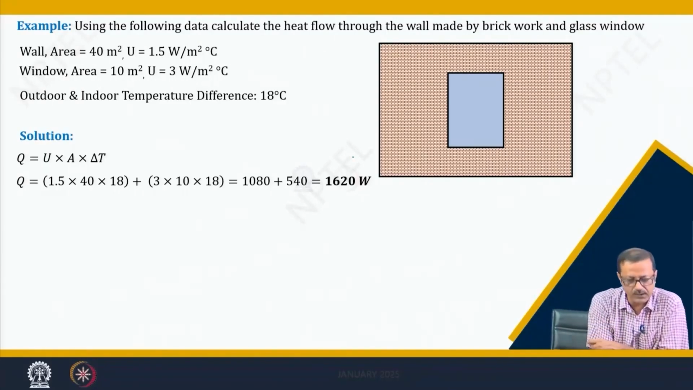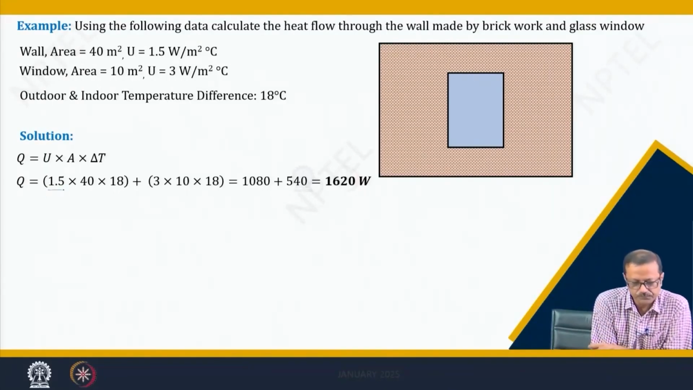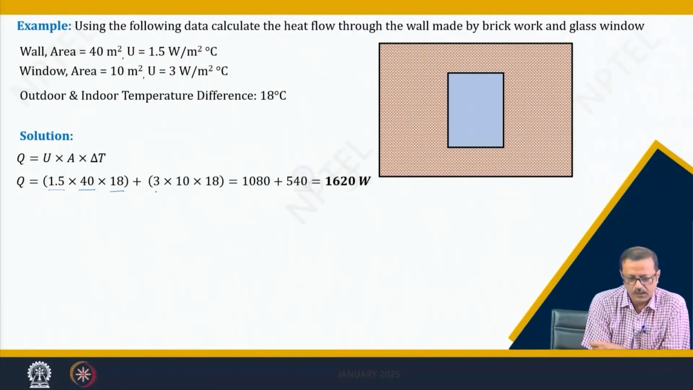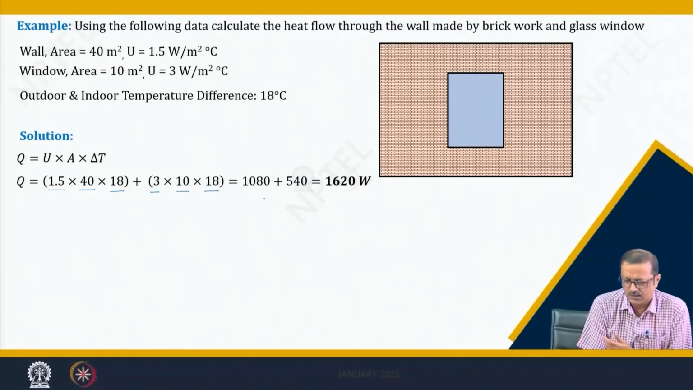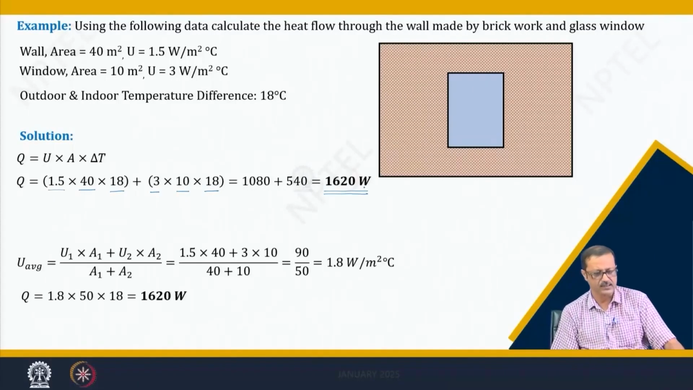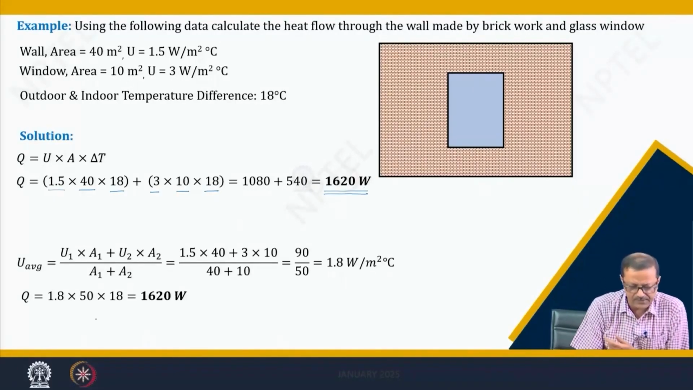So, I have multiplied 1.5, the U value of the wall, and 40 is the area, 18 is the temperature difference. This is for the window, window area is 10 and this 3 is the U value of the window, and again the temperature difference is the same because outside and inside. So, I can add them, and then I can have another kind of solution where I can find out the average U value.